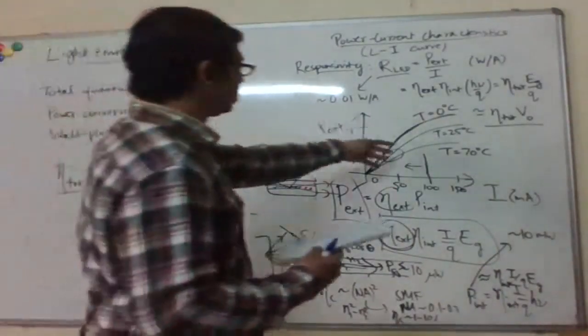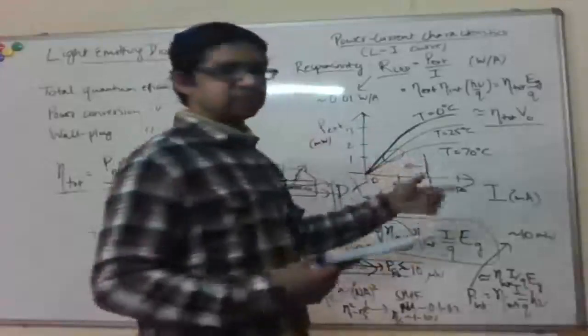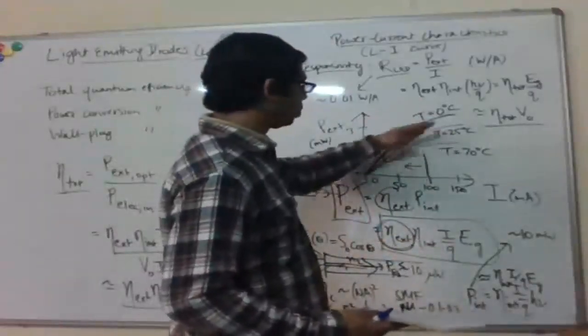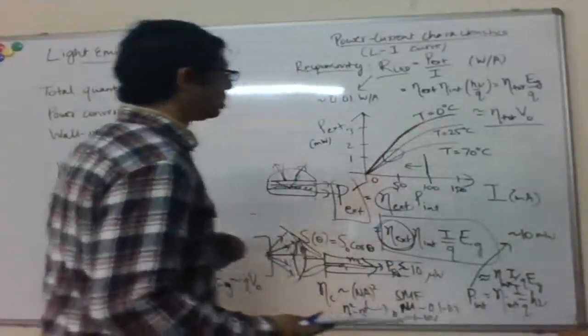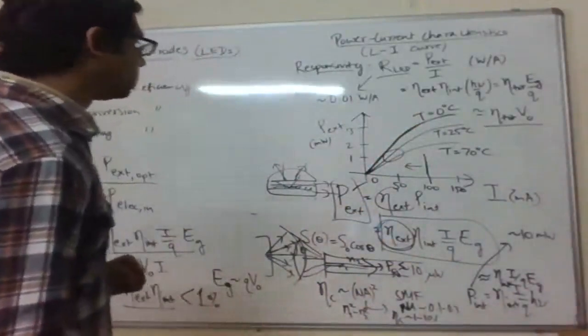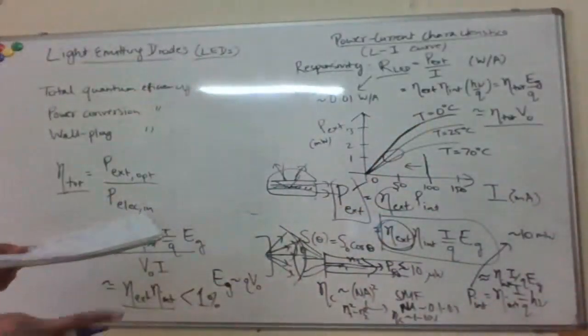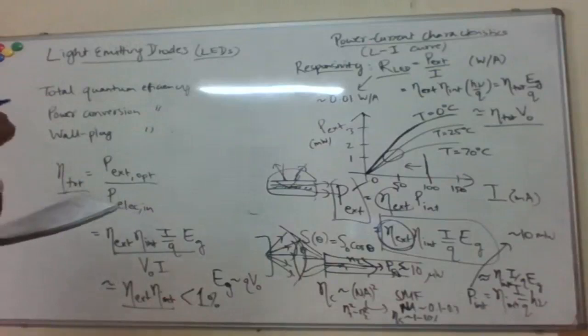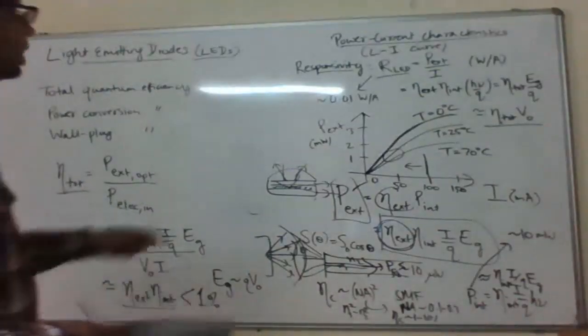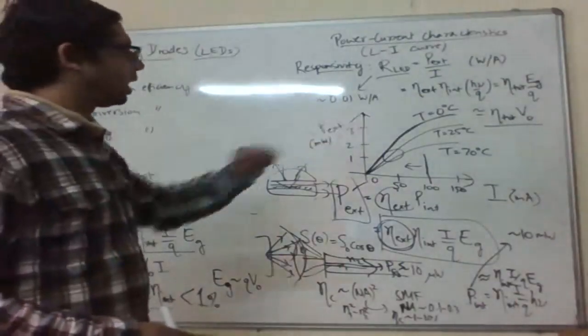This behavior is consistent. The absolute numbers will change from LED to LED, but the behavior of the slope going down with increasing temperature and the saturation happening earlier will be the same for all LEDs. So that's the luminosity curve, or the LI curve.